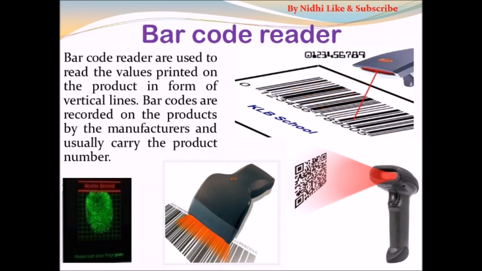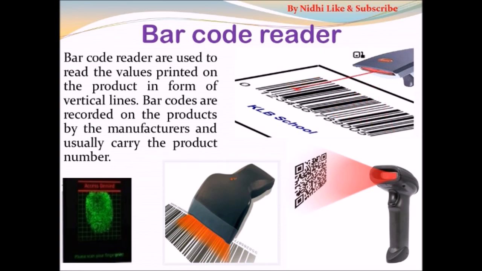Okay, so a barcode reader is used to read the values printed on the product in the form of vertical lines. And barcodes are recorded on the product by the manufacturer and usually carry the product number. And QR code is also there, that is quick response code. Full form of QR is quick response. So there are two types of codes, and you can use the barcode reader for scanning the QR code also.